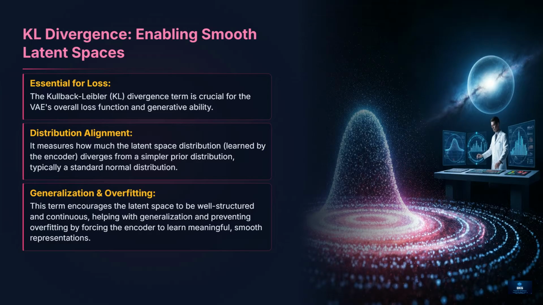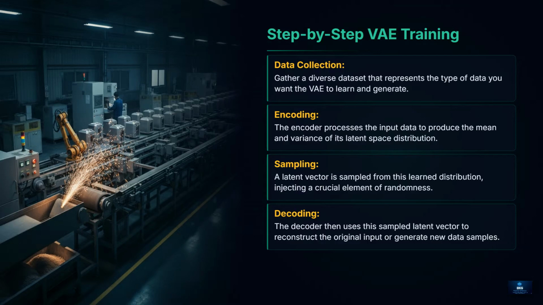The other vital part of the VAE's loss function is the KL divergence. Now, you might be wondering why we need this. This term essentially measures how different the distribution learned in our latent space is from a simple known distribution, like a standard normal. It's super important for ensuring our latent space is smooth and well-behaved, preventing overfitting and enabling better generation.